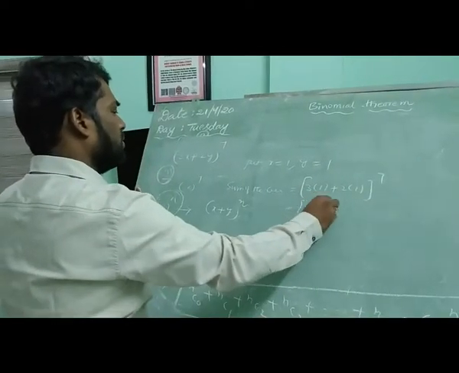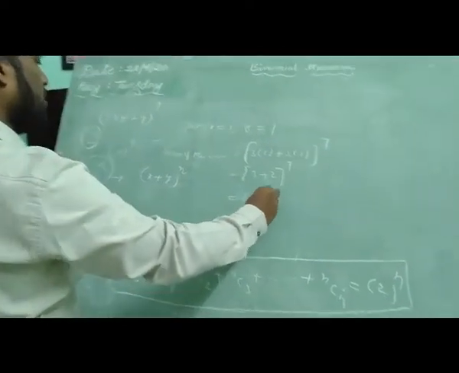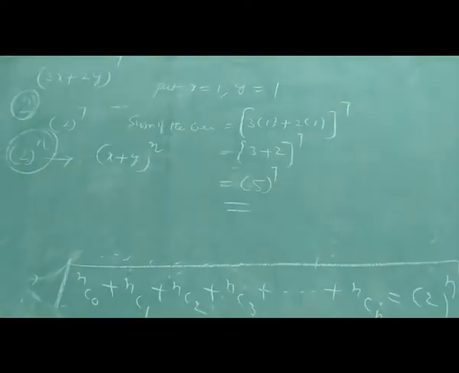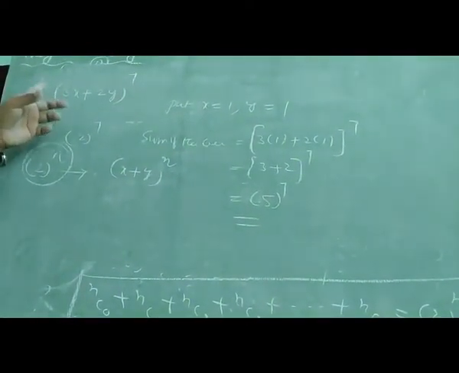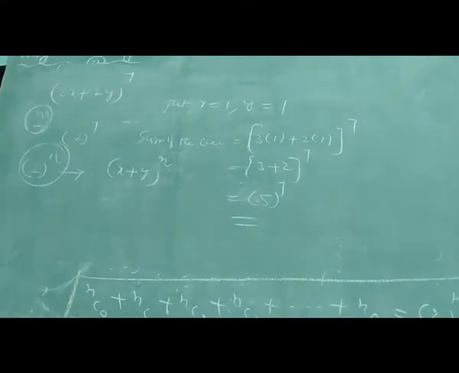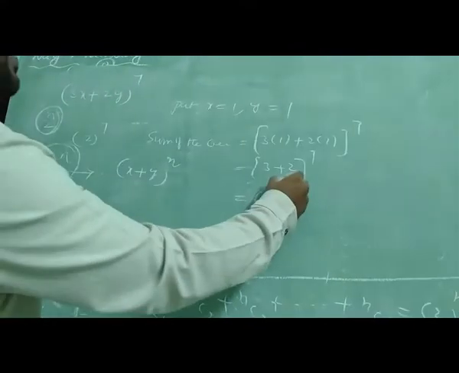So (3 + 2) to the power of 7. So the answer is 5 to the power of 7. So the sum of the coefficients of the terms in the expansion of (3x + 2y) to the power of 7 is 5 to the power of 7.